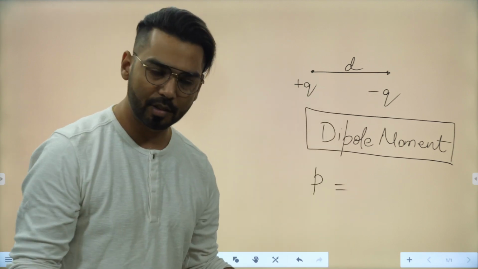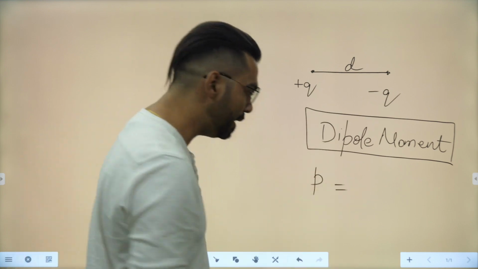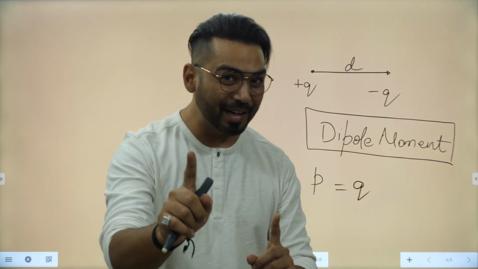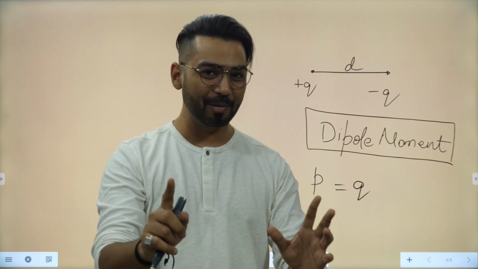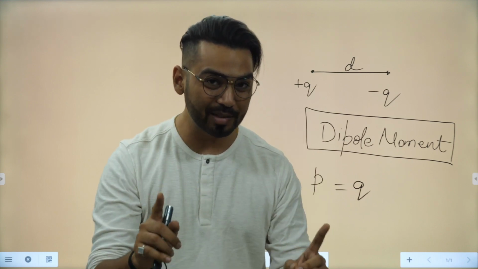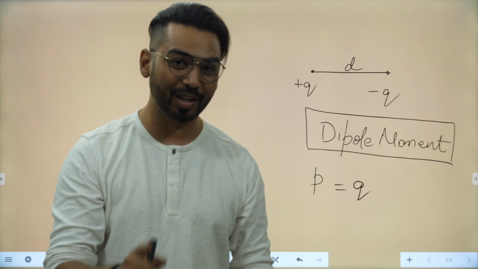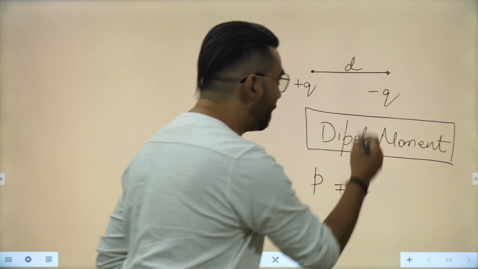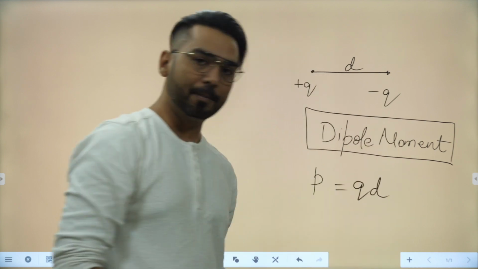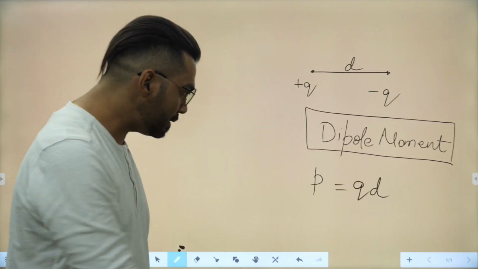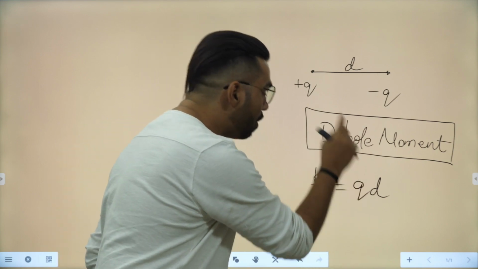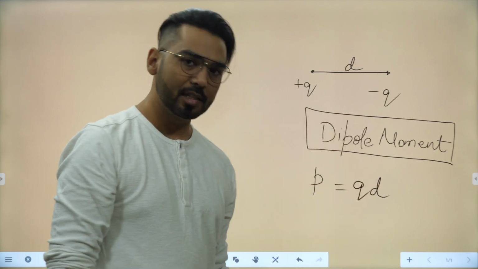the magnitude of one of the charges, because the magnitude is the same anyway. Necessarily it has to be positive, because the magnitude is never negative. I hope all my students know this; we have studied this in our basics. And this P is defined as q multiplied by this distance, which is d. So how will we remember this? The dipole moment is defined as the magnitude of one of the charges multiplied by the distance between them.